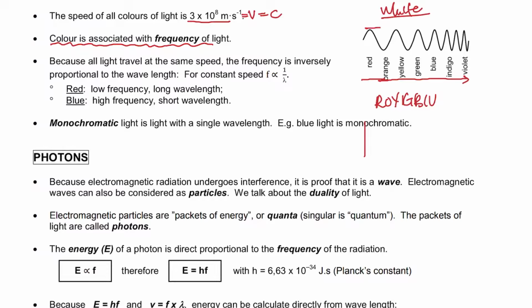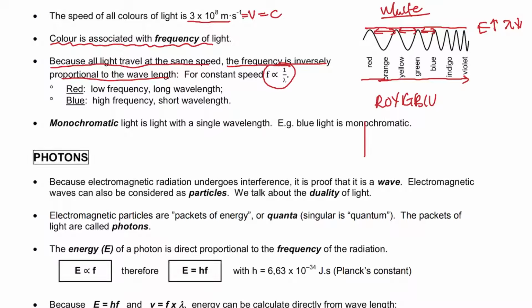But if you look at these colors of light, they have different wavelengths. The more the energy increases, the more the wavelength decreases. The wavelength is the distance between successive points in phase there. Okay, let's continue. Because all light travels at the same speed, the frequency is inversely proportional to the wavelength. Very important information at constant speed. So the frequency is inversely proportional to the wavelength.